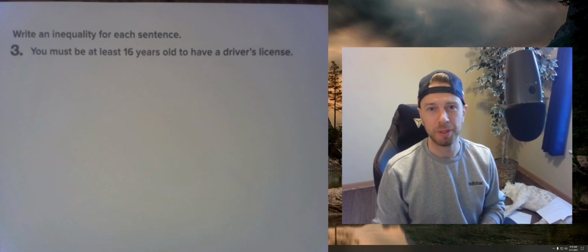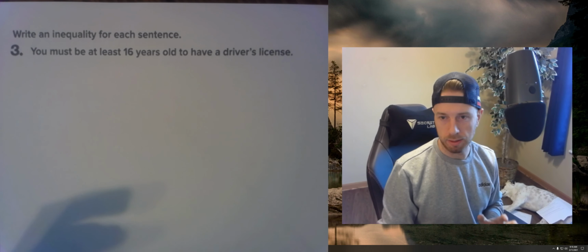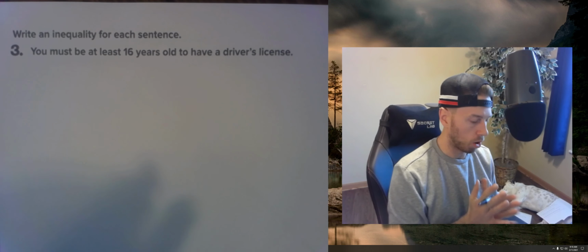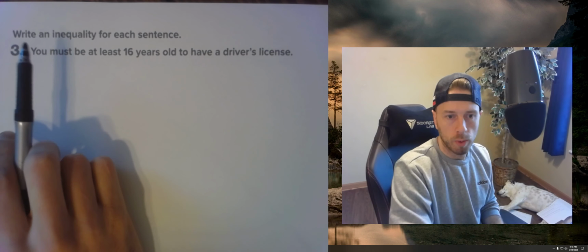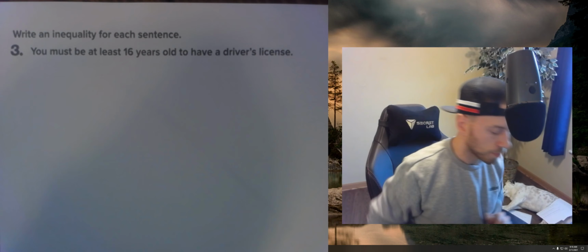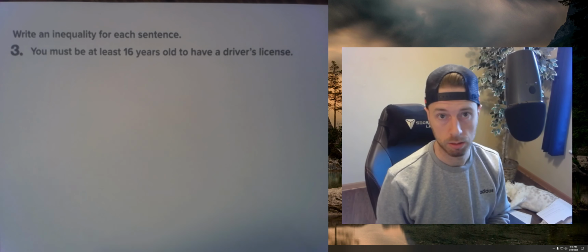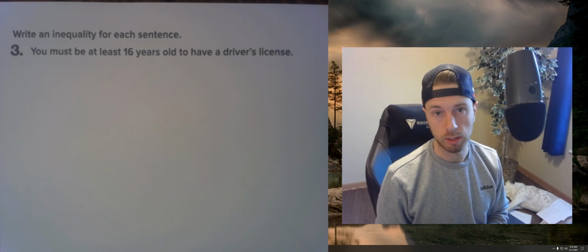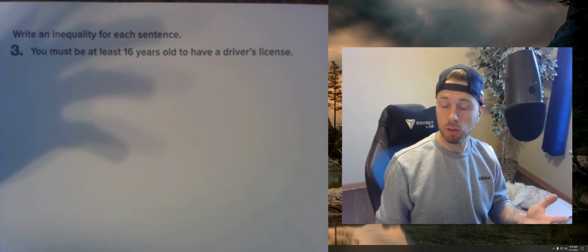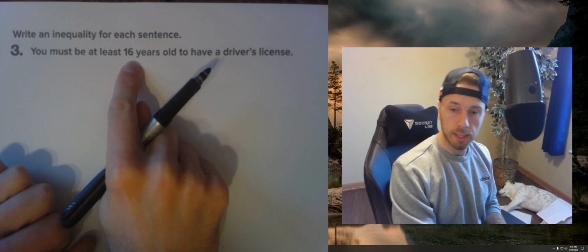Now, what we're going to jump into real quickly is how can we write an inequality, those inequalities that we've seen, how can we write them ourselves? Here's a scenario. It says you must be at least 16 years old to have a driver's license. So let's write an inequality for all the people that are allowed to have a driver's license. Can you be 10 years old? No. Can you be 12? No. Can you be 20 years old? Absolutely, right? 20, 21, 22. We're talking about all these numbers that are 16 or older.